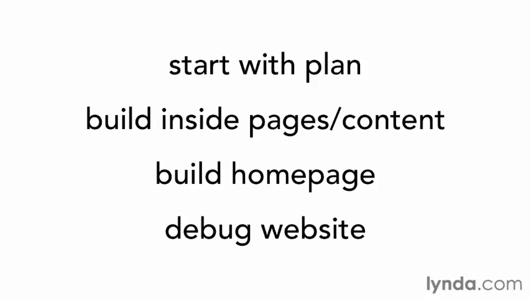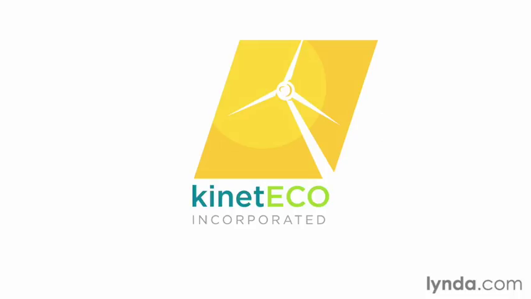In this course, we will be building a Joomla website for Kinetico, a company specializing in alternative energy, specifically wind and solar energy. Your website should reflect 3 kinds of goals.